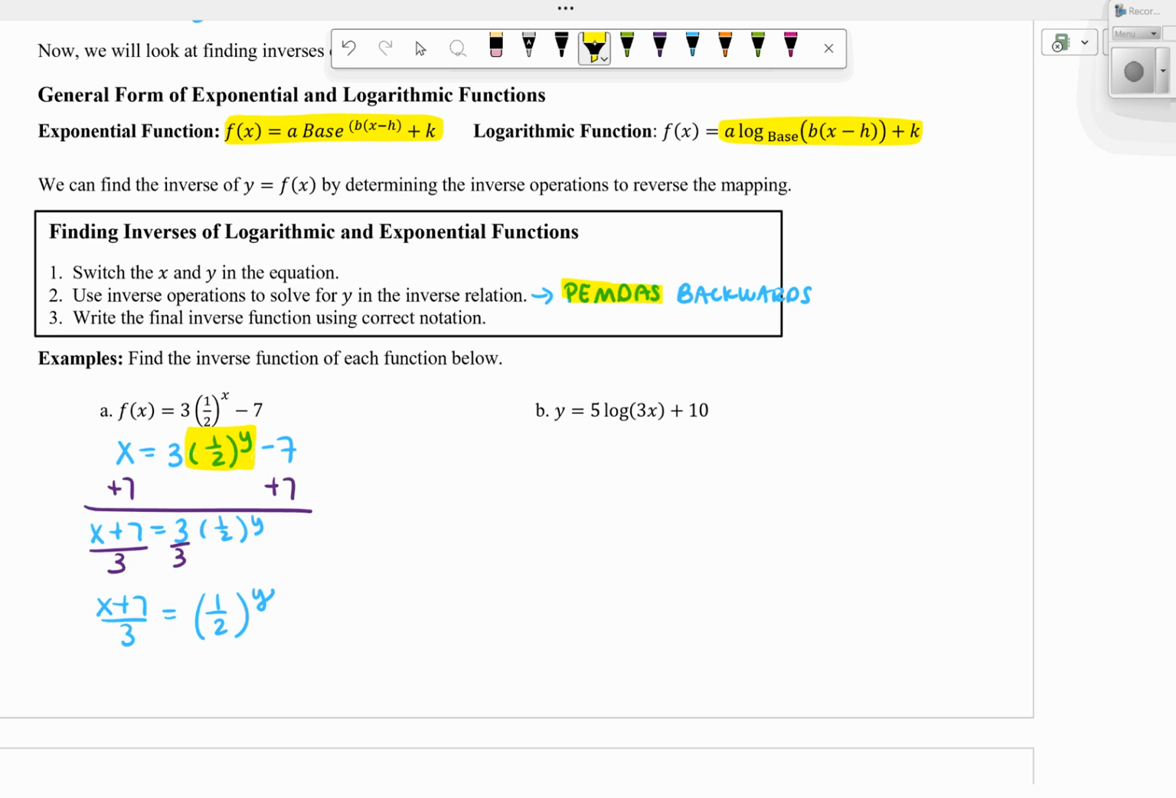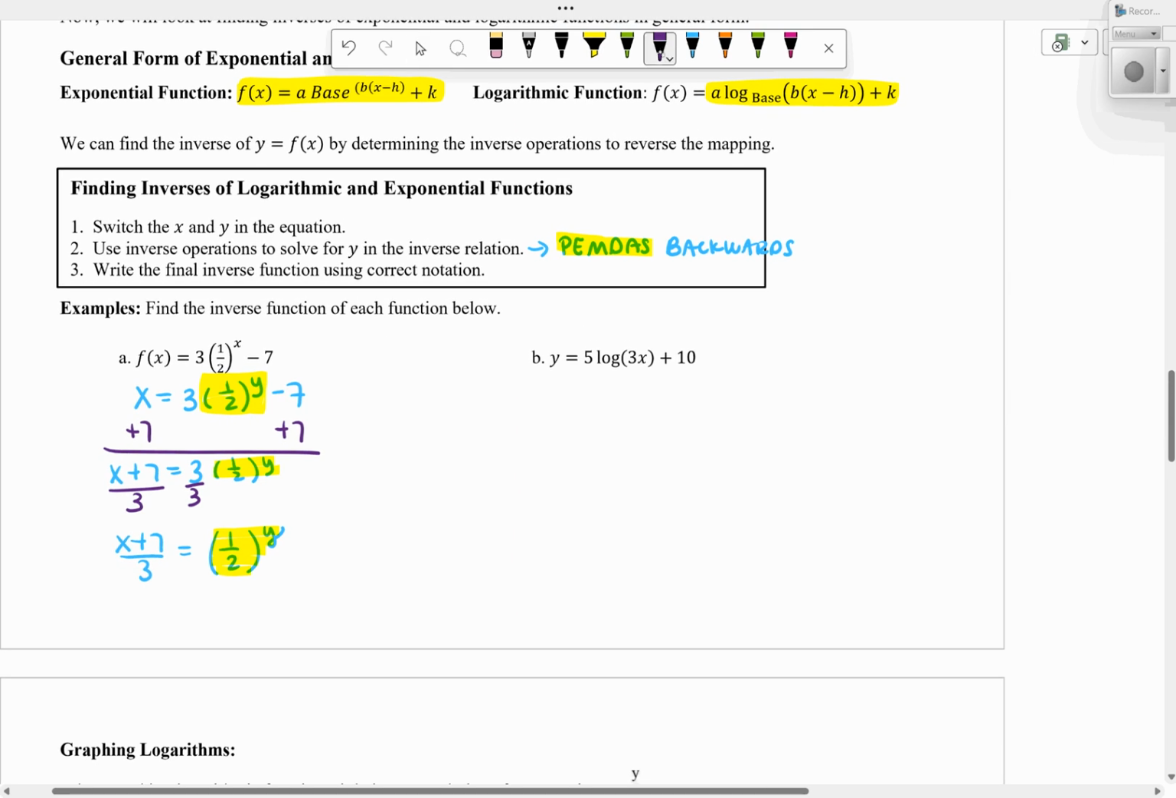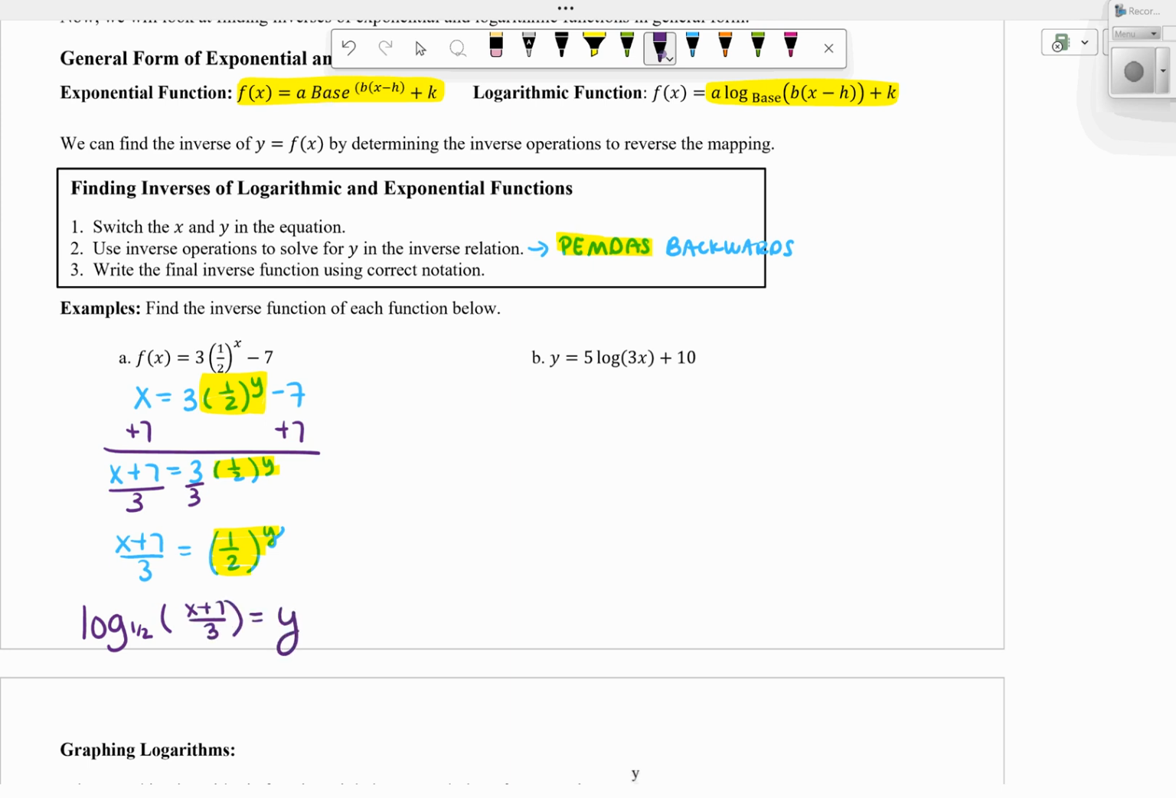Now that I have isolated the base with the exponent, I can go ahead and rewrite this in logarithmic form to get the variable exponent out of the exponent. So this would be the log base 1/2 of (x plus 7) over 3 is equal to y. So that's why we like to use logarithms, because it allows us to get that variable exponent down so it's no longer a variable exponent.